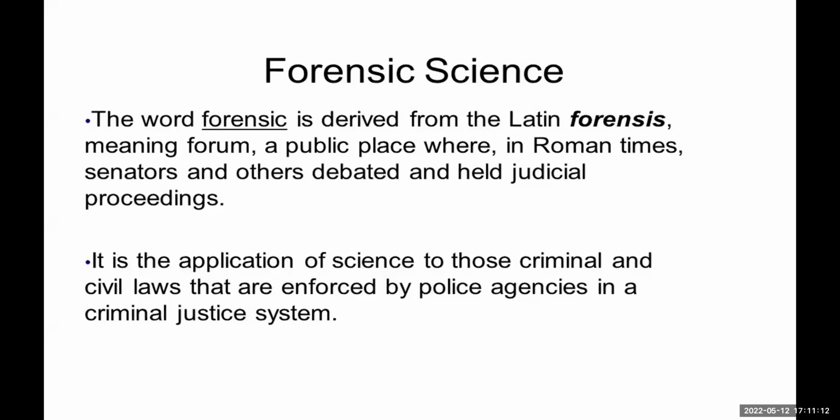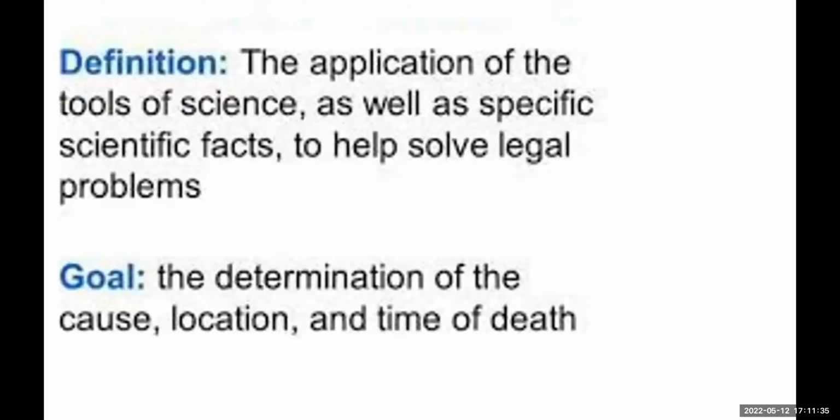So the word forensic is derived from the Latin word forensis, meaning forum, a public place where in Roman times senators and others debated and held judicial proceedings. It is the application of science to those criminal and civil laws that are enforced by police agencies in the criminal justice system. So this was the definition of forensic at the starting point. But now the definition is the application of the tools of science as well as specific scientific facts to help solve legal problems, right? So the definition changes, it becomes very specific.